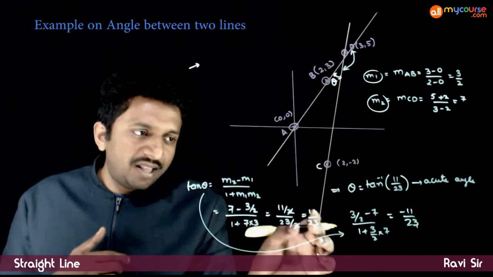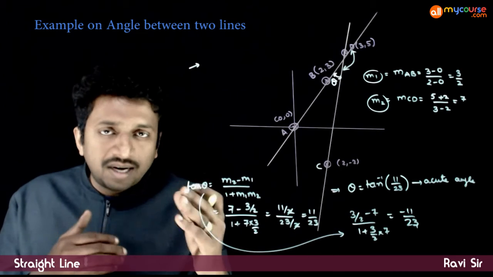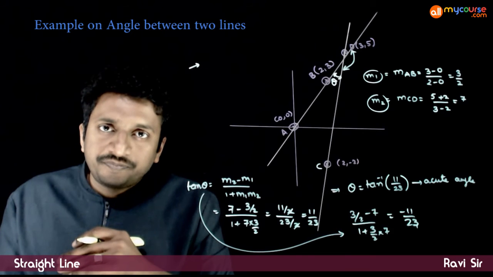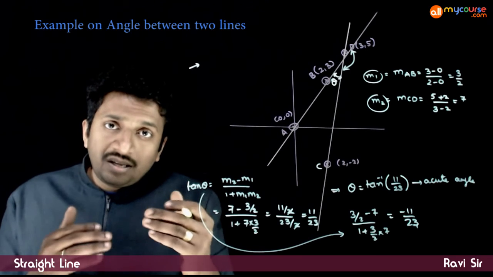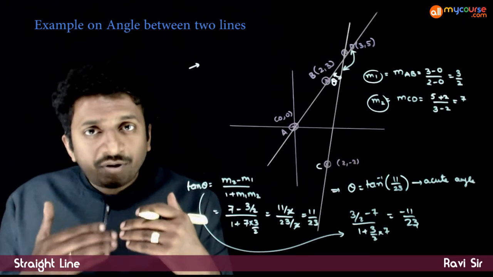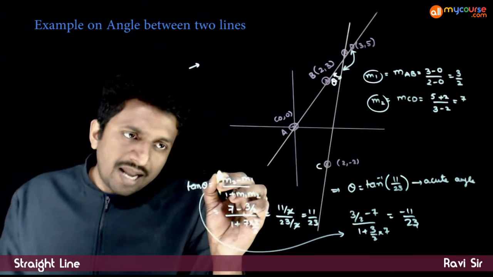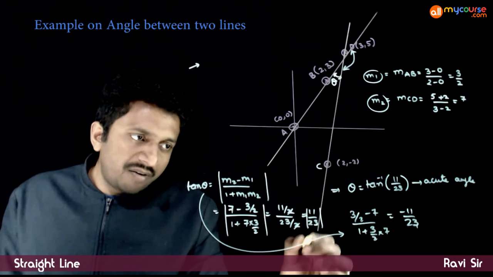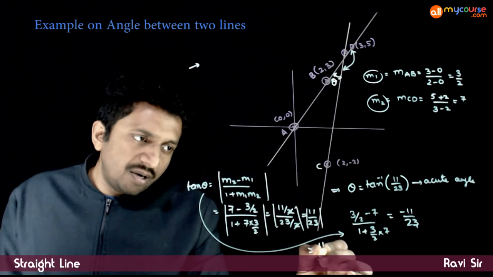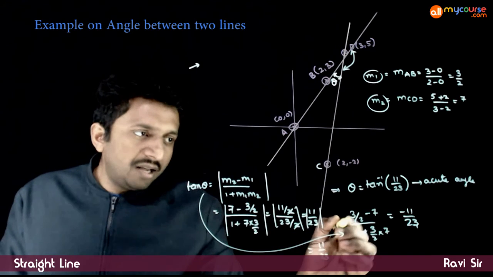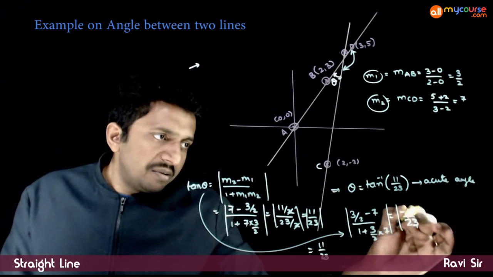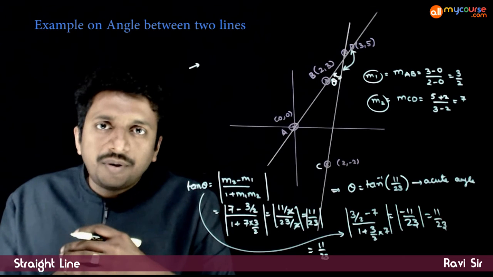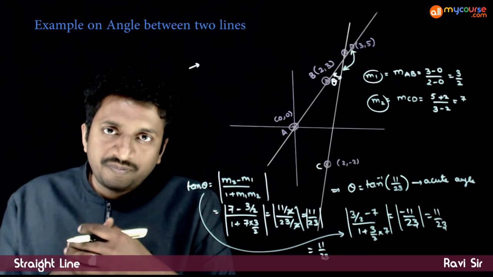So if you take the positive number, the angle that you get will be acute. If you take the negative number, the angle that you get will be obtuse. Now, if you always want the acute angle between two straight lines, you can use this formula with the mod. So mod of 11 by 23 is equal to 11 by 23. And here also, if you use this mod, finally your answer will be a positive number. So you'll always get the acute angle between two straight lines.